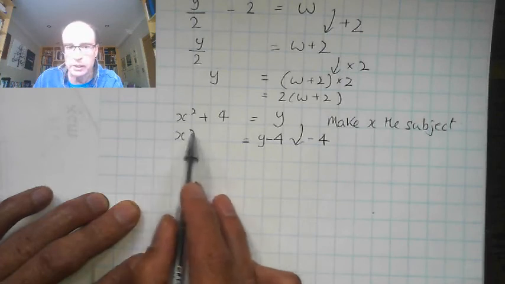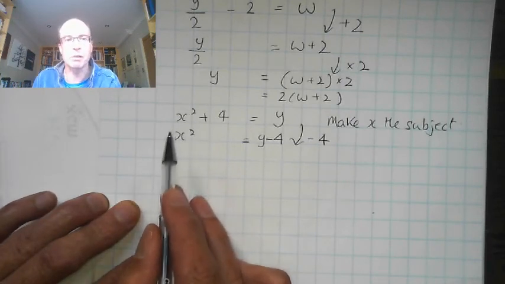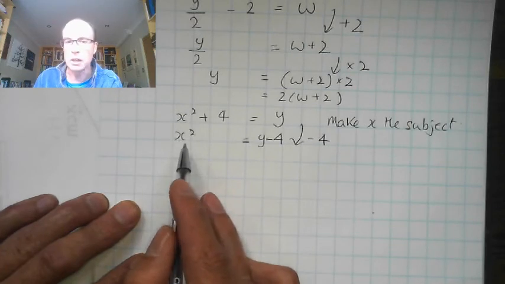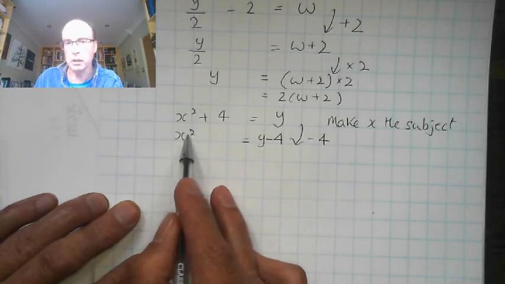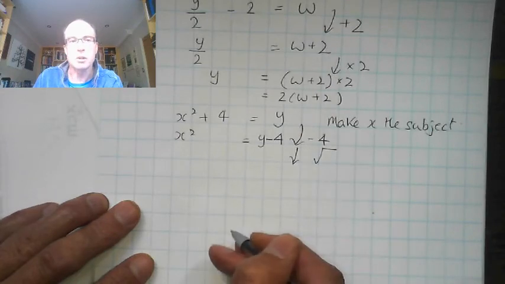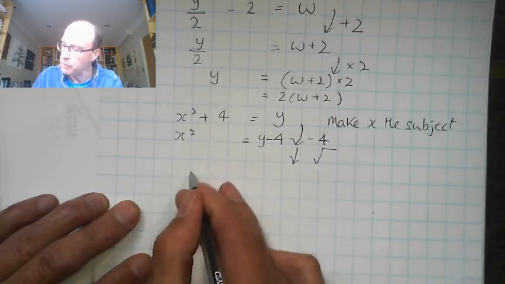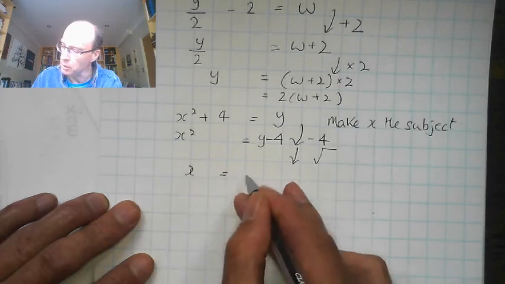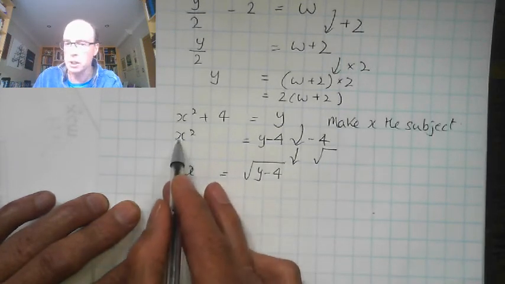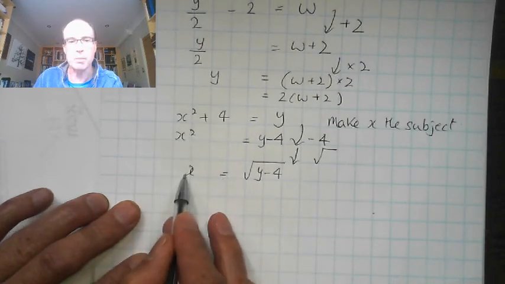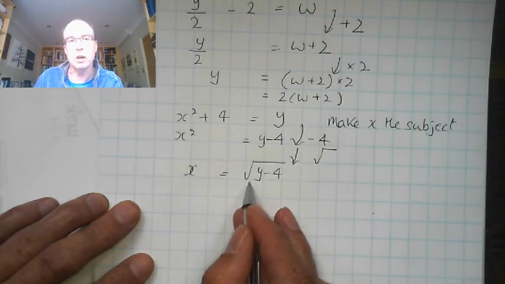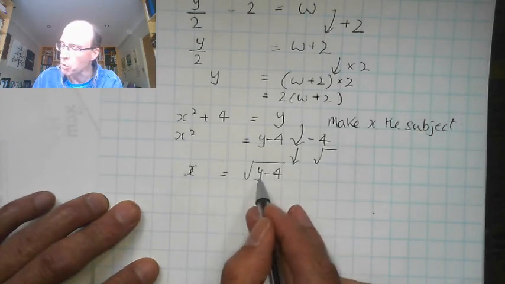This time though I've got this x squared. I haven't got x, I'm taking my x and I'm squaring it. So to work out what x is on its own, I want to do the opposite of squaring. The opposite of squaring is going to be to take the square root of both sides. So on the left we've got x is equal to the square root of y minus 4. So I've square rooted my x squared. That leaves me my x. That's why I've done it in the first place. Then on the right hand side I need to square root as well. So square root of y minus 4.